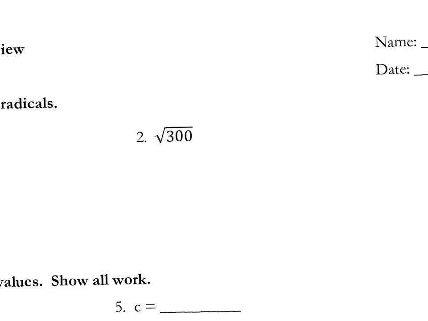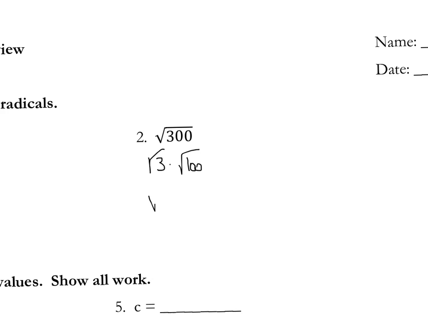Okay, question 2. Square root of 300. I need to find a perfect square that's a factor of 300. Well, we just saw 100 as a perfect square, so let's use that one. Square root of 3 times square root of 100. Notice how the square root symbols are still both there because I have not taken a square root. I'm just splitting up the square root of 300 into two numbers that are factors of 300.